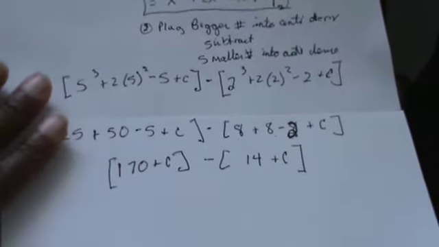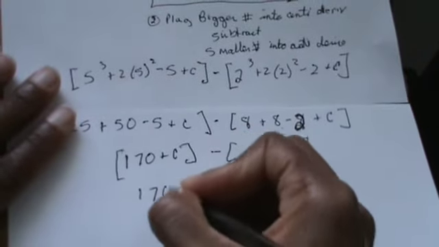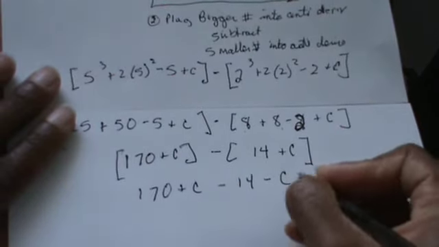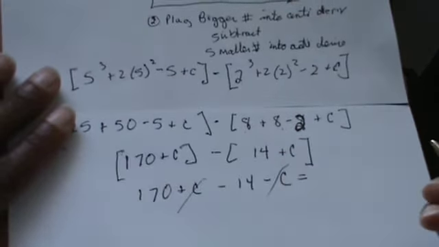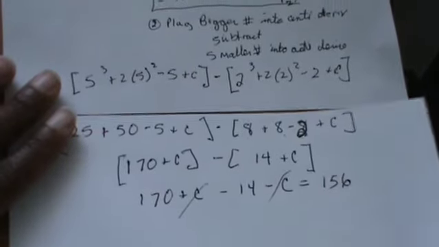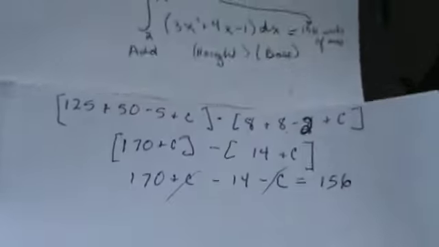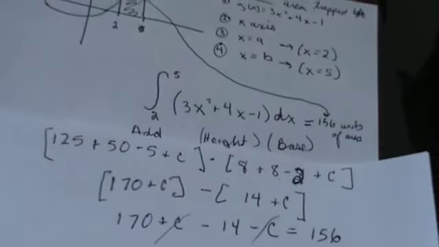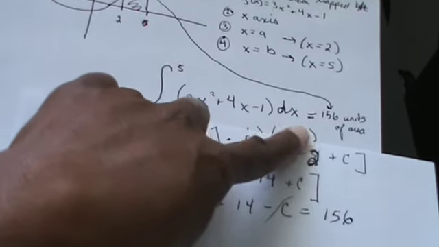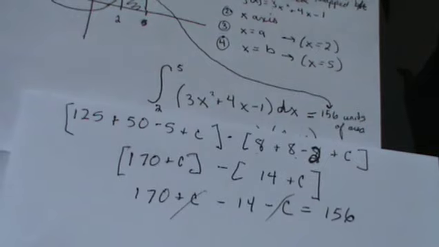Like that. All right, so now I'm going to distribute this negative. 170 plus c minus 14 minus c equals, well, the c's cancel, plus c minus c, and I get 156. All right, so that's some pretty good math, because you'll notice up here, right there, I got the same answer. That's what the calculator got. Again, this process is called the fundamental theorem of calculus.